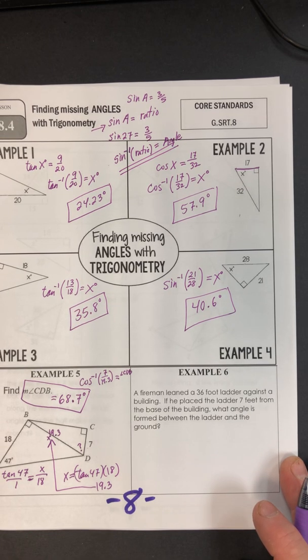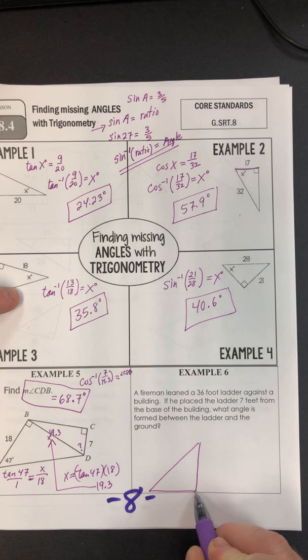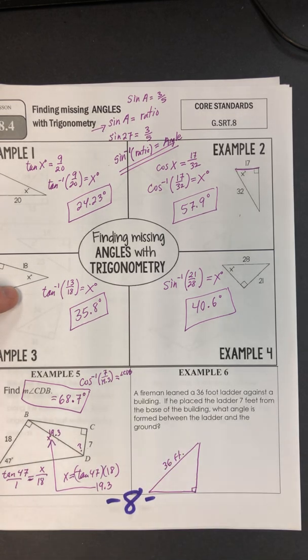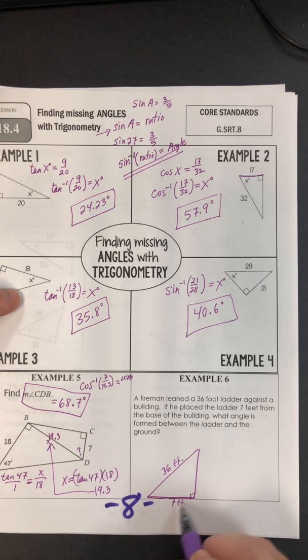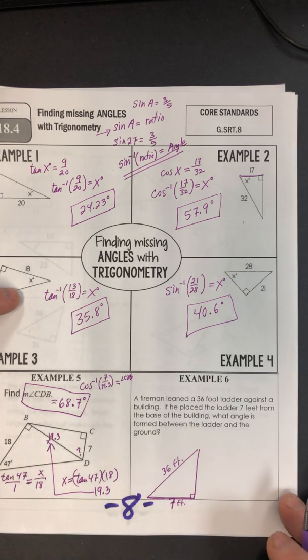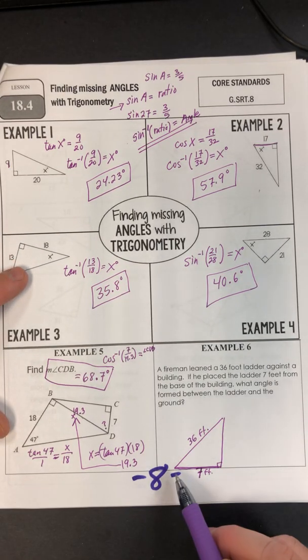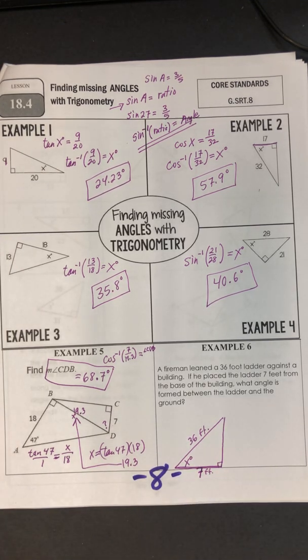Okay, example 6. A fireman leaned a 36-foot ladder against a building. Ladder. I'm assuming we're making a right triangle. 36-foot ladder. If he placed the ladder 7 feet from the base of the building, so 7 feet from the base of the building. Okay, 7 feet. What angle is formed between the ladder and the ground? So that's the ground and the ladder angle right there. So we'll solve for the angle.